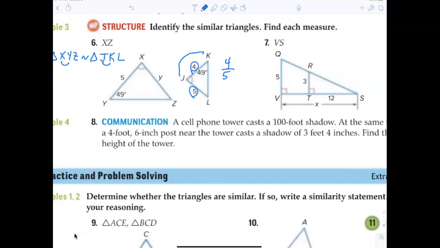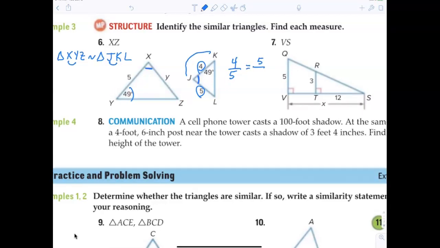XY. That's why it's important to use the similarity statement, not triangles, because sometimes the triangles can be a little deceiving. Does everybody agree with that? Or in this case, you could say JK is between 1 tick mark and the 49 degrees. So JK corresponds to 5, right? And then if you look at XZ, XZ corresponds to JL. And JL is what?